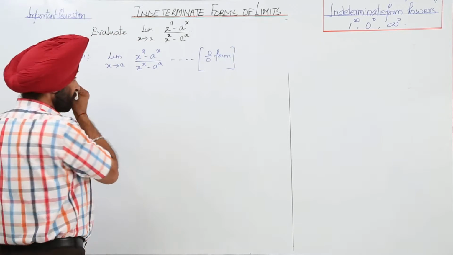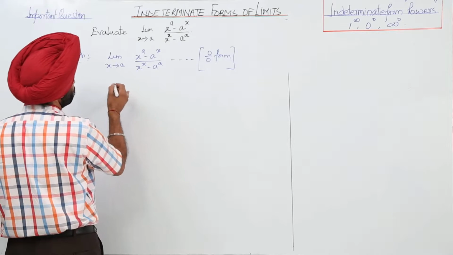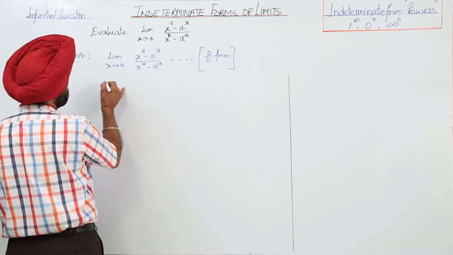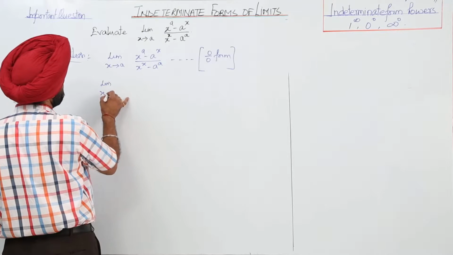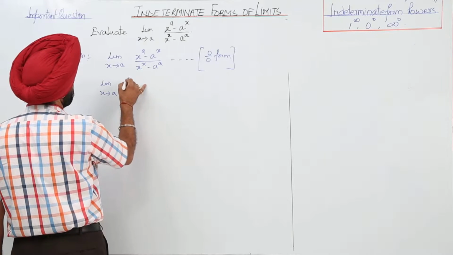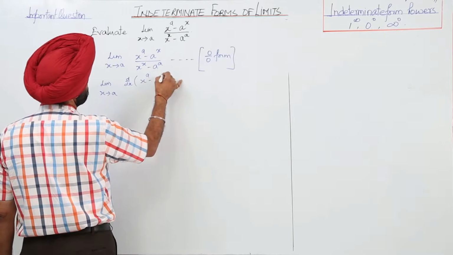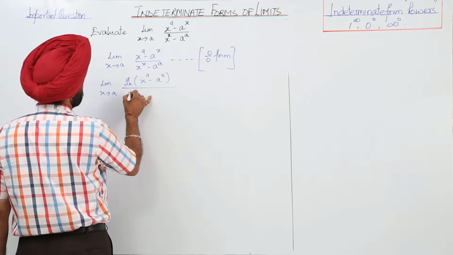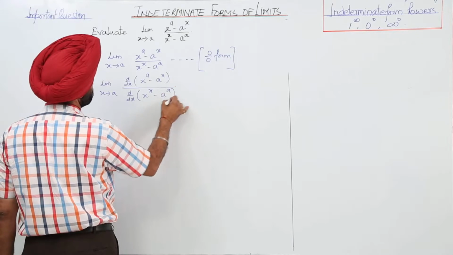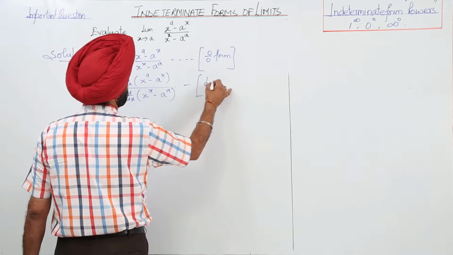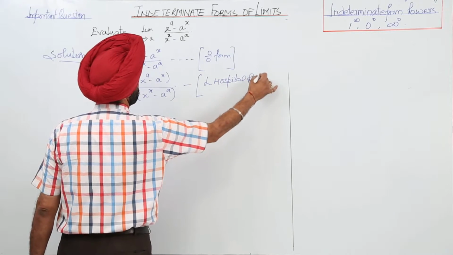First thing, now in this question, if we are going for the differentiation part, L'Hospital rule, so what we are getting, limit x approaches a, d by dx of (x^a − a^x) upon d by dx of (x^x − a^a). L'Hospital rule.